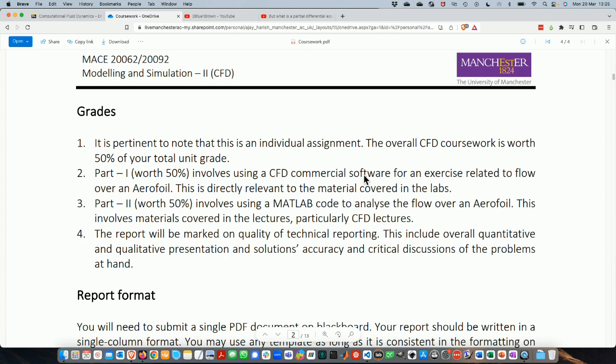So we're focusing only on one single airfoil here, right? Your coursework is on airfoil, your lab is on airfoil, the next two lectures are on airfoil, okay? So very simple, very, very focused in that way. Okay, so there are two things.